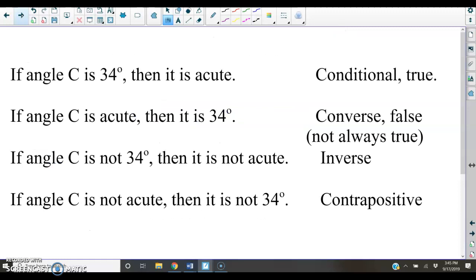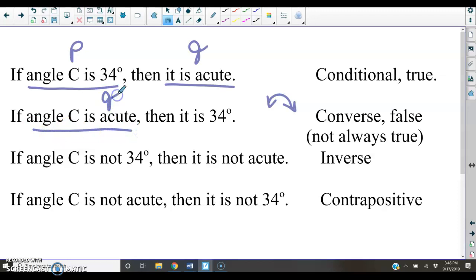Here's another example. If angle C is 34, then it is acute. That's my original conditional. So this is my statement P, this is my statement Q. The converse, remember, does the switch. So now here, this is Q, and this is P. Notice not every single word gets switched. We are talking about angle C. It's 34 degrees, it's acute. It's acute, it's 34 degrees, and so on.